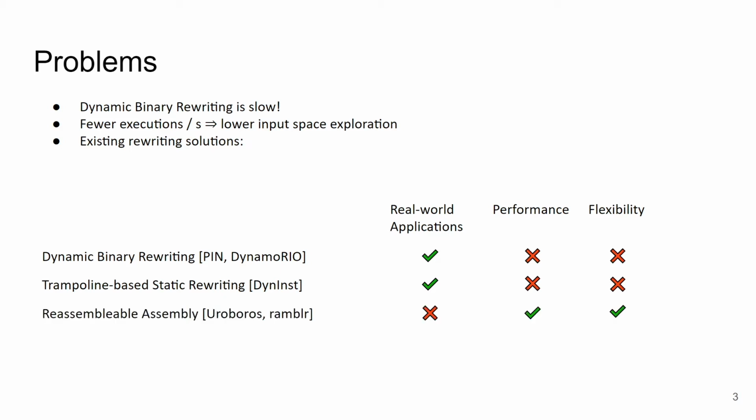More recently, reassemblable assembly-based approaches are promising as they have very low overhead and are extremely flexible in the transformations that they allow. However, existing work relies on a combination of heuristic, static and symbolic analysis that makes them infeasible for larger real-world applications. In this work, we developed RetroWrite, which is a reassemblable assembly-based approach that maintains the performance and flexibility benefits while eliminating the need for heavyweight static and symbolic analysis. This enables RetroWrite to scale to large real-world applications.